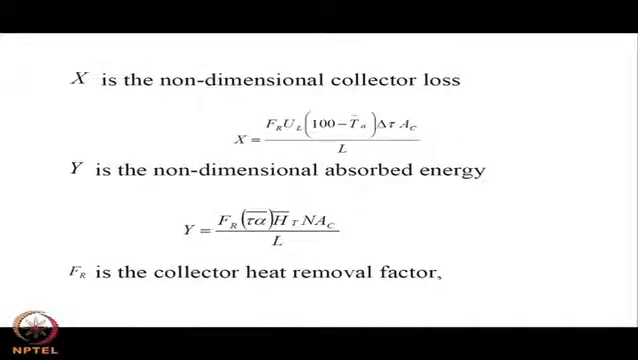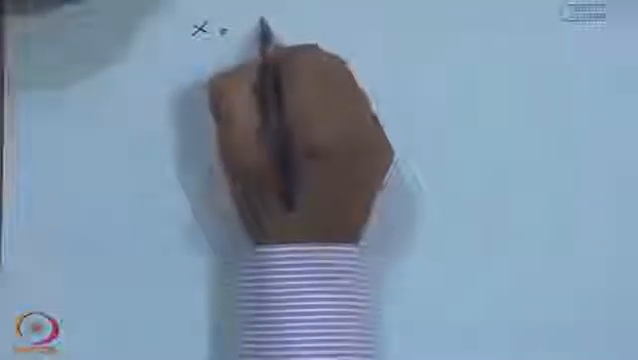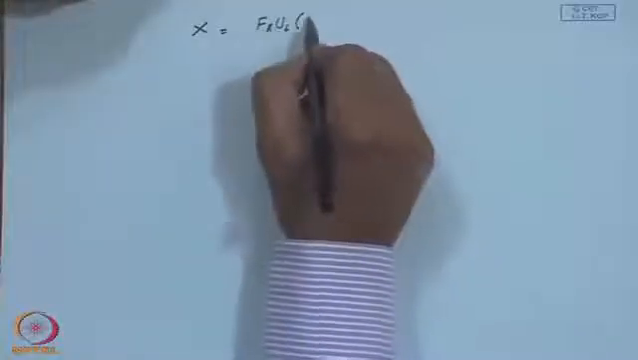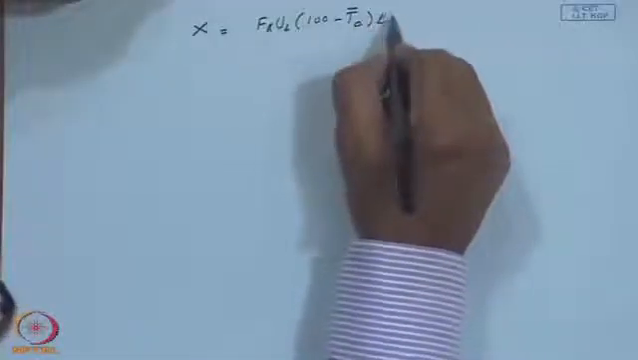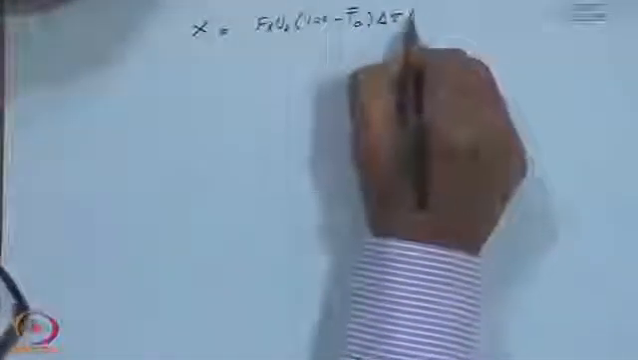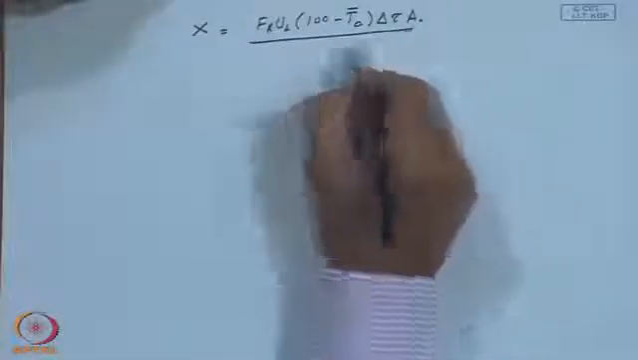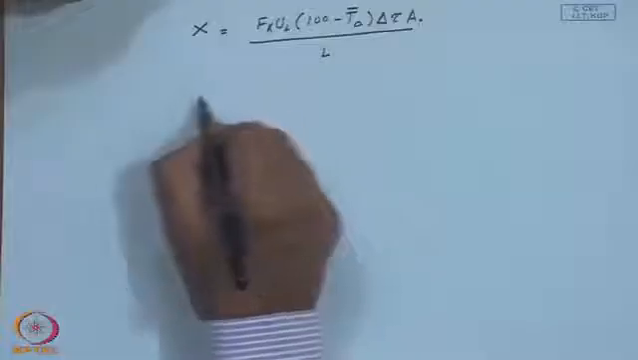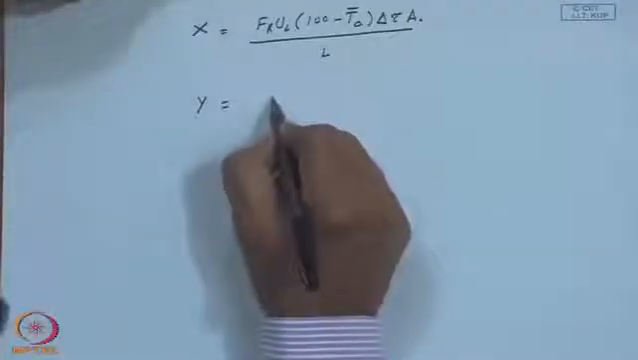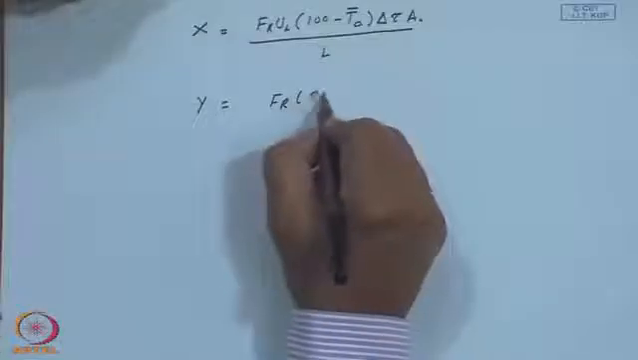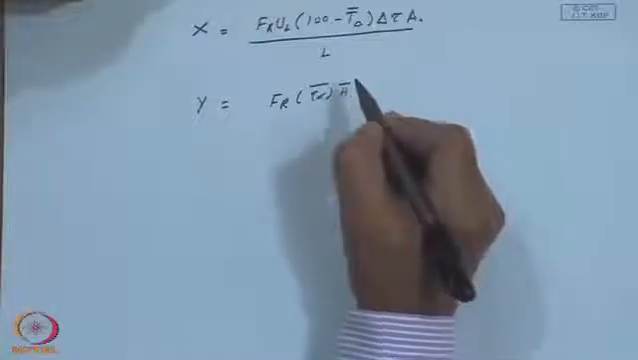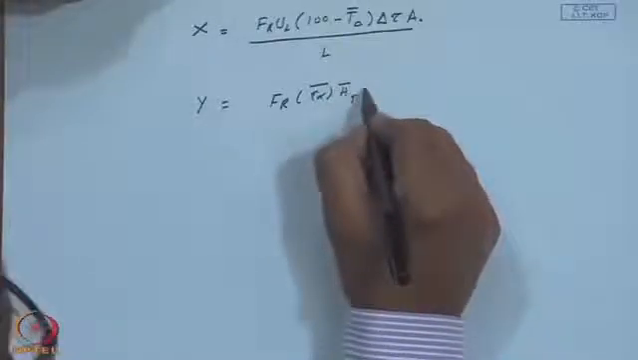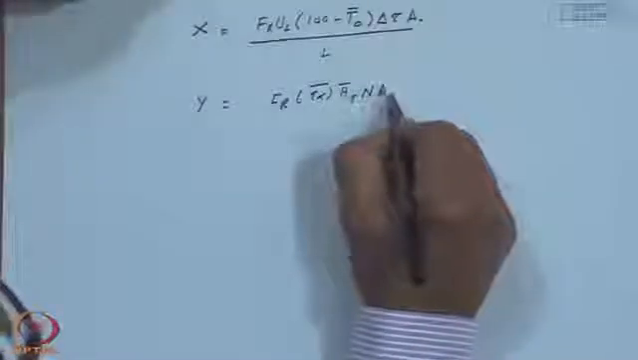So, we shall recall x and y are identically defined. The non-dimensional collector loss is FR UL times 100 minus the monthly average daily temperature T A bar, into delta tau, the number of seconds in the month, multiplied by the area of the collector, divided by the load. Similarly, y, the non-dimensional absorbed energy, is FR multiplied by the monthly average transmittance absorptance product, into the monthly average daily tilted radiation, multiplied by the number of days in the month and the area of the collector, upon the load.